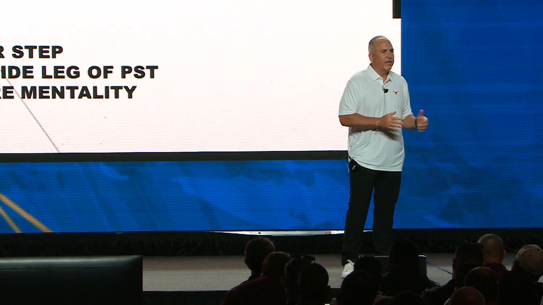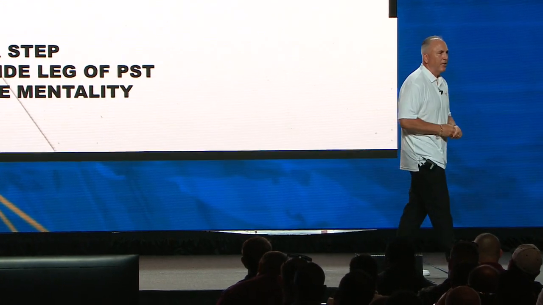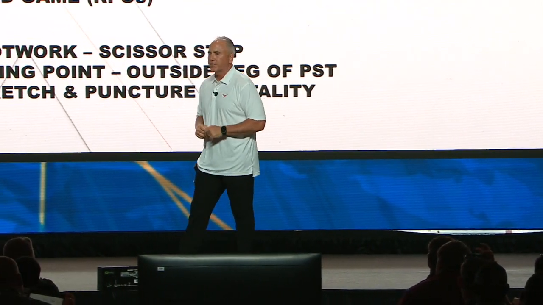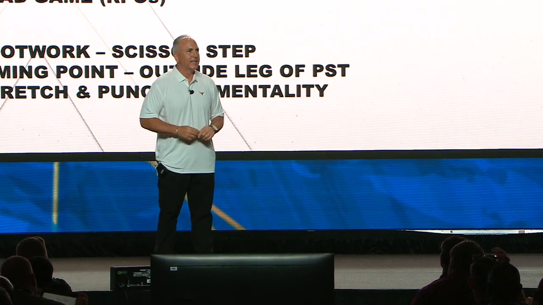When you're running the play to the weak side, it's really an outside leg of the play side tackle target. Very rarely do I see people run outside zone weak where it's wider than that. I can tell you who they are, but I don't see it very often. When we run this play to the strong side, you're running it at the outside leg of the tight end.